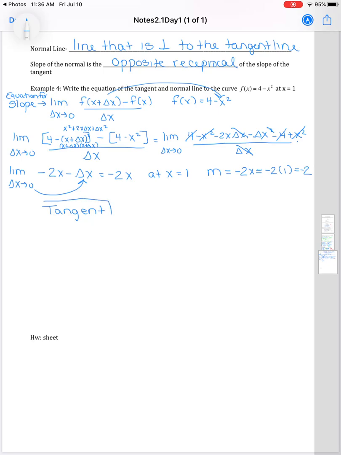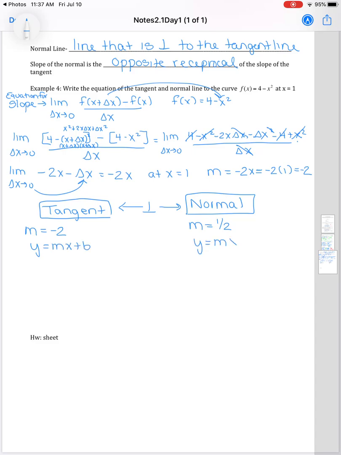So now we're being asked to get 2 things, but nothing can happen until you get the actual numerical value for the slope itself. But we have to find the equation of the tangent and we have to find the equation of the normal. So the slope that you encounter when you use this limit formula is always the slope of the tangent. So m equals negative 2. We know that these 2 are perpendicular to each other. So if the slope of the tangent is negative 2, the slope of the normal is the opposite reciprocal, which is 1/2.